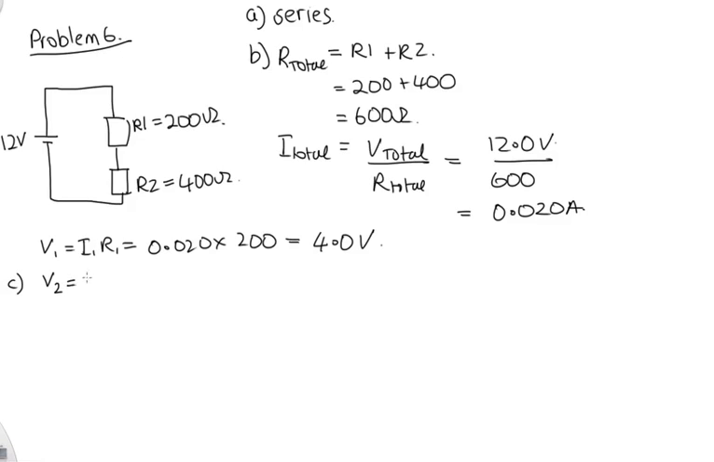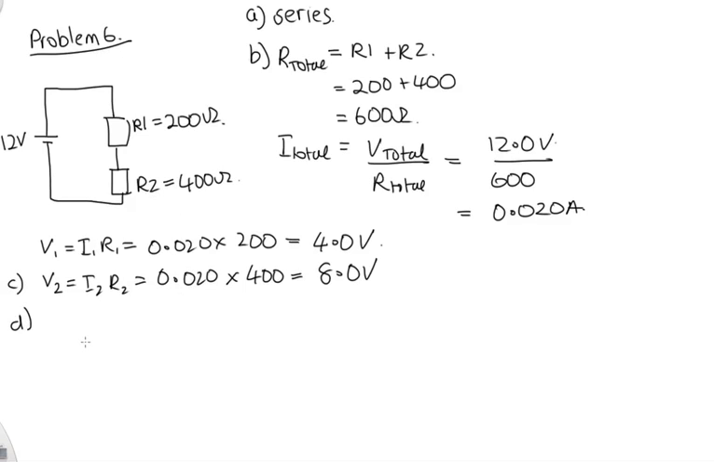So we've got V2 is equal to I2R2. I2 is just the same as I1 at 0.020 amps. That flows everywhere. R2 is 400, and so this gives us 8.0 volts as the voltage drop across this second resistor.